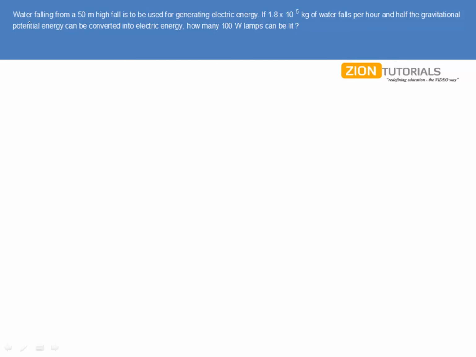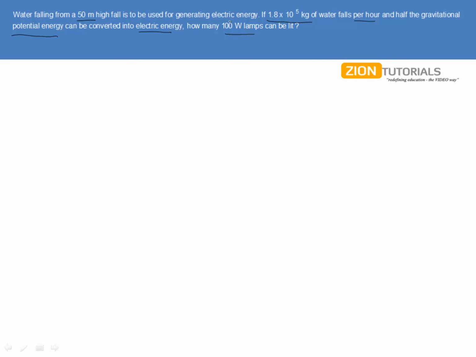As the question says, water falling from a 50-meter high fall is to be used for generating electric energy. If 1.8 × 10^5 kg of water falls per hour and half the gravitational potential energy can be converted into electrical energy, how many 100-watt lamps can be lit? Now they are asking us for the number of 100-watt lamps.